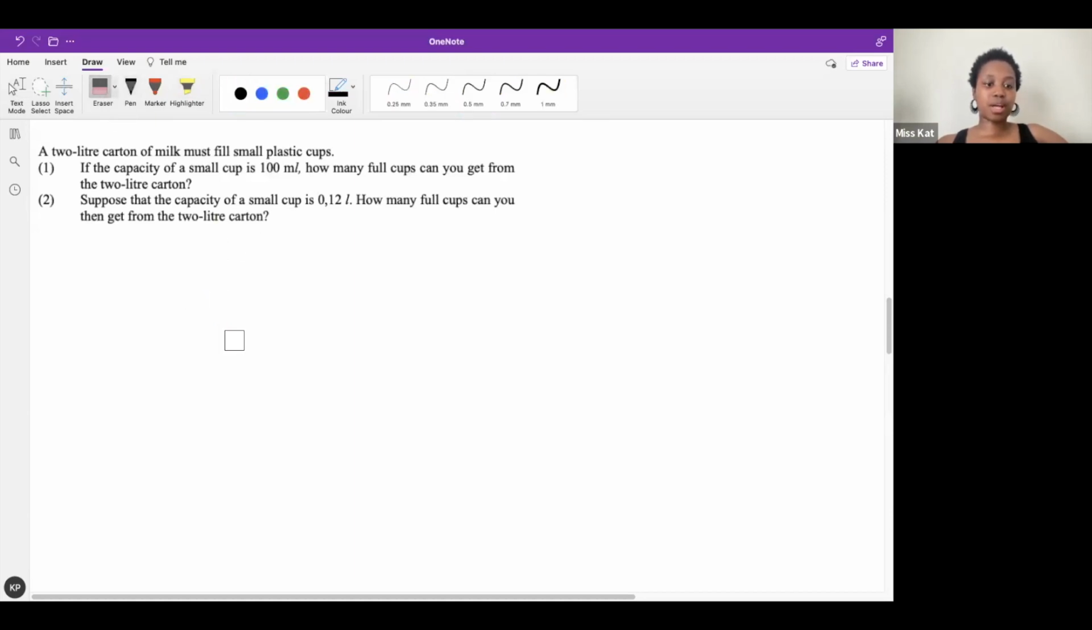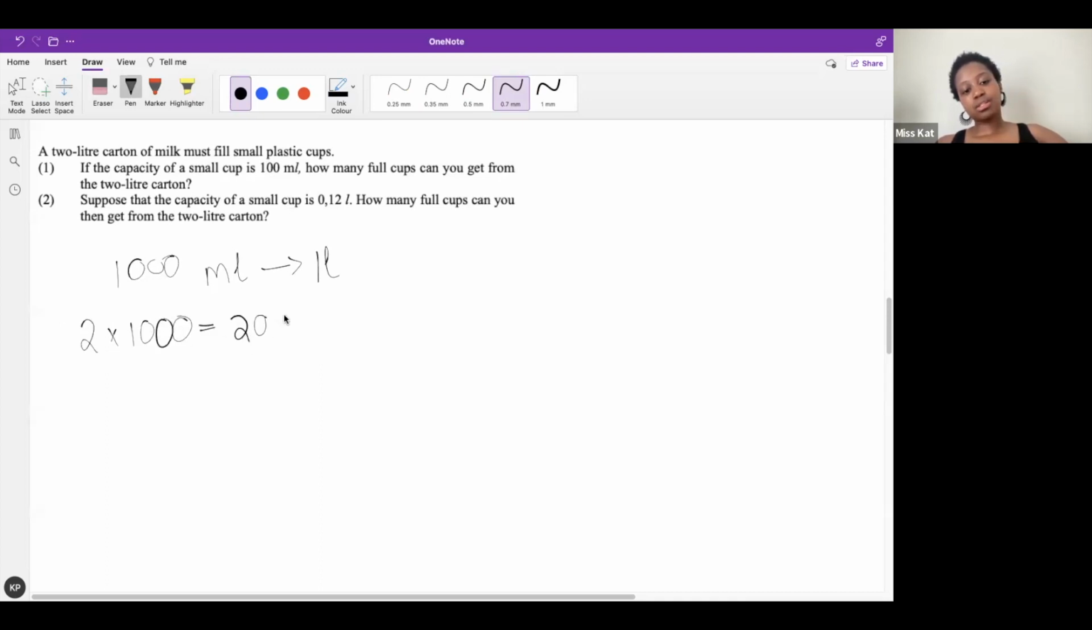Of course, I'm going to write with my highlighter. Milliliters, 1 liter. Thank you very much. It is 1,000 milliliters for 1 liter. So then in 2 liters, we're going to have 2 times 1,000, which is 2,000 milliliters. Now, if 1 cup fits 100 milliliters, then how many cups do I need for 2,000 milliliters?